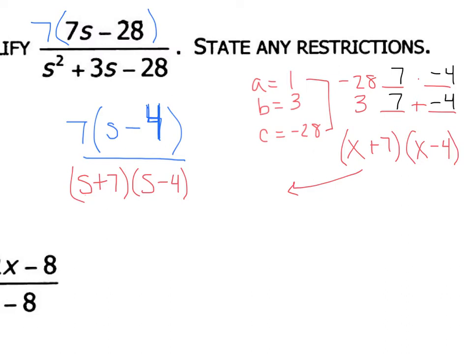Okay. So now, once we have factored the top and the bottom, we can now cancel out any common factors. If you notice that on the top, we have S minus 4, and on the bottom, we also have S minus 4. Those are common factors that we can cancel out. So I can actually cancel out these common factors, leaving me with the answer 7, which is still on top, over S plus 7.